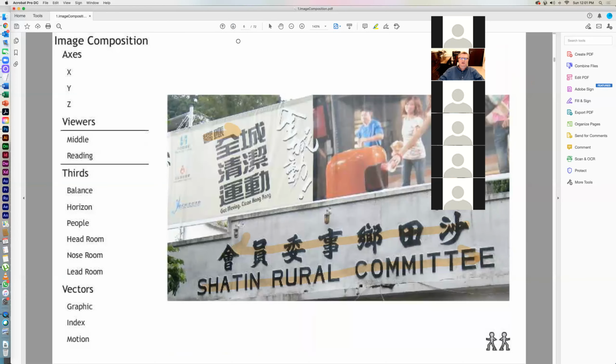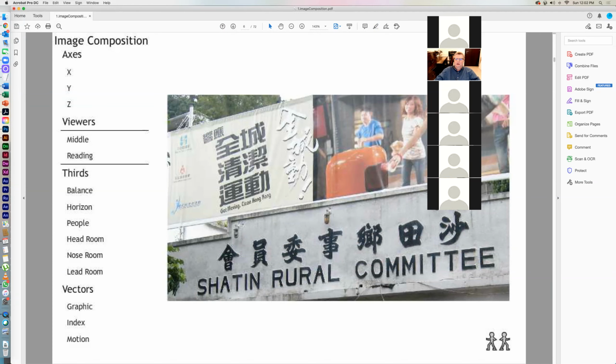Then we have my theory, which is slightly different, and that is the idea that how we read tells us how we look at things, okay? Once again, I'll take these out. The reason I'm showing you Chinese is because it is very interesting. For a Western person, I would automatically read any of these images left to right. So when I read left to right, I read Shatin Rural Committee this way. So I say we read images in the same way. We would come into an image and read it that way.